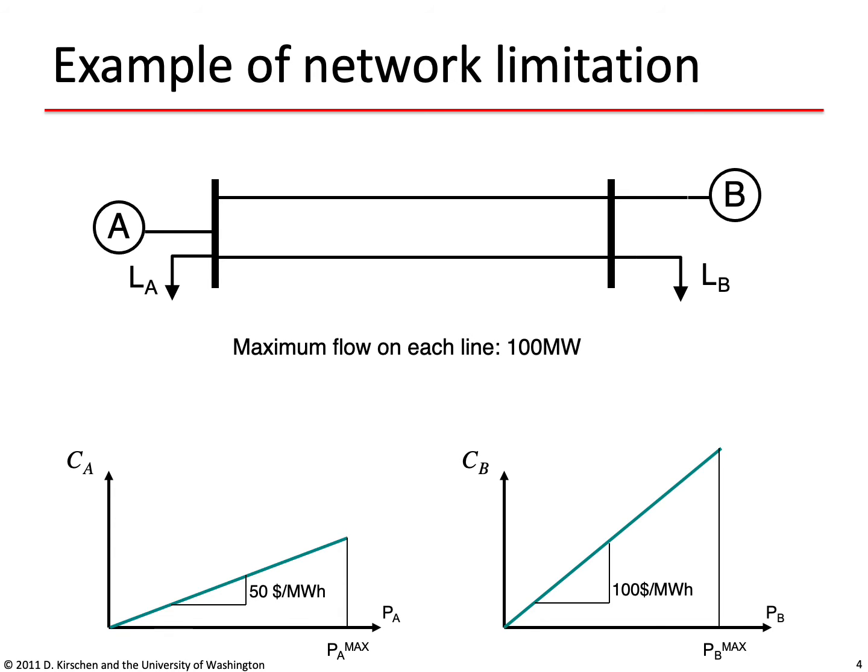Let's consider this very simple power system where we have two buses. At bus A we have a generator and a load, and at bus B we also have a generator and a load. And these two buses are connected by two transmission lines, and the maximum flow allowed in each line is 100 megawatts. We're also given the cost curves for these two generating units, and from the figures at the bottom you can see that we have used very simple cost curves where there is no load cost, and the marginal cost of each generator is constant, and the marginal cost of generator A is $50 per megawatt hour, which is half of the marginal cost of generator B.